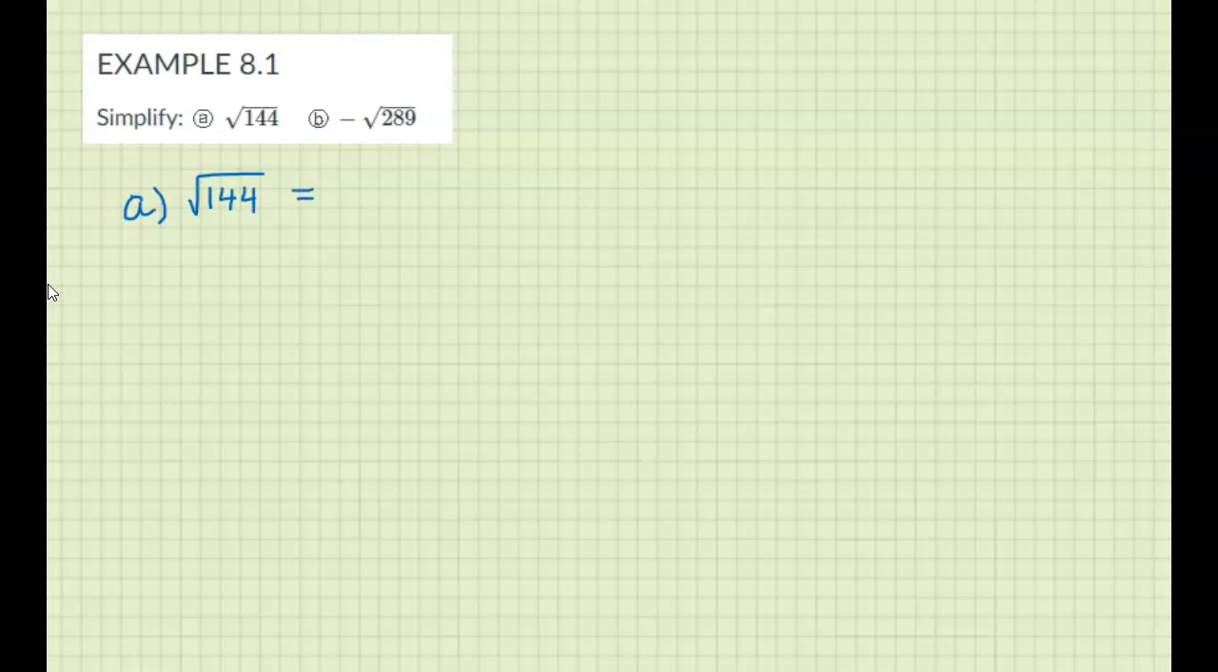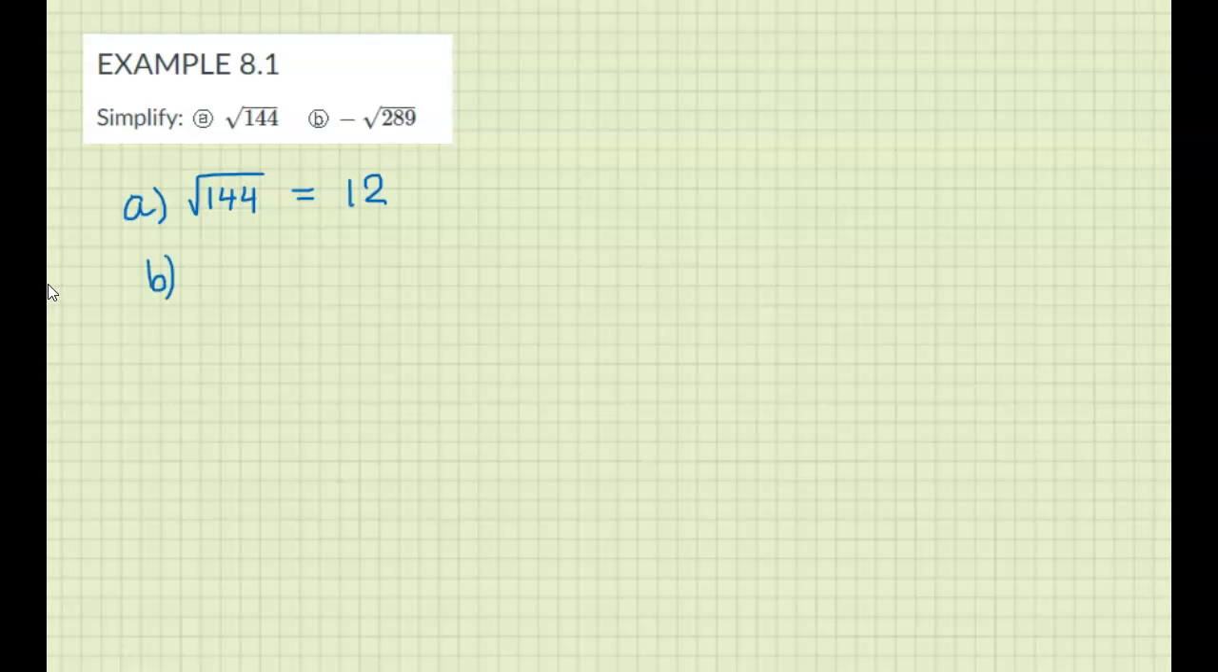Okay, so we're looking for a number that if I square it, so square root is kind of the reverting to the squaring operation. So what number squared gives me 144? So this is 12. Right, so this is our answer.